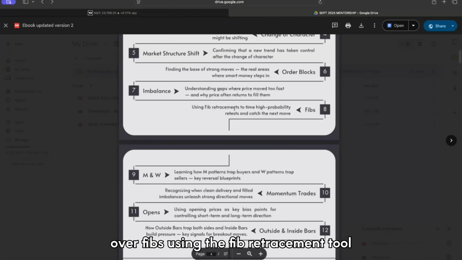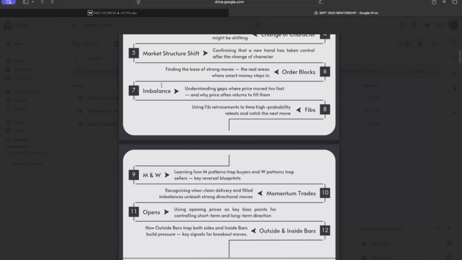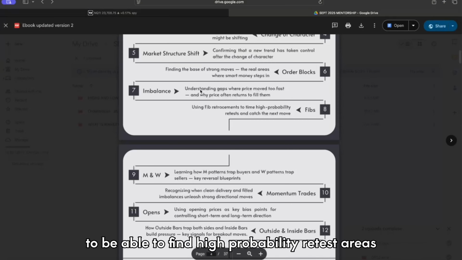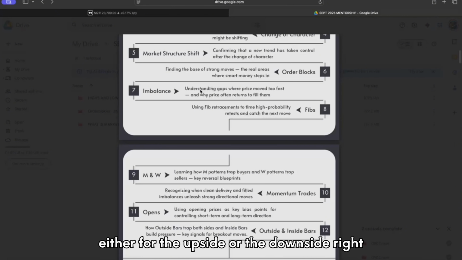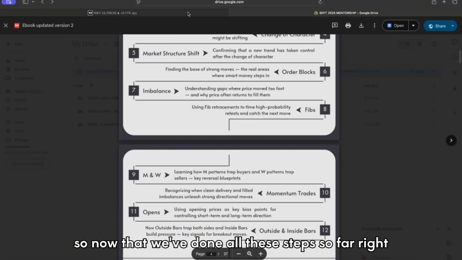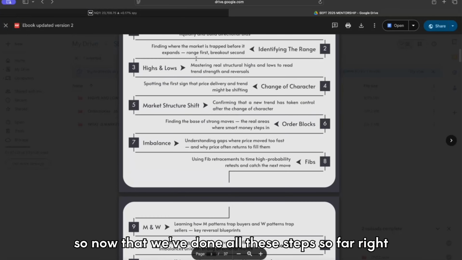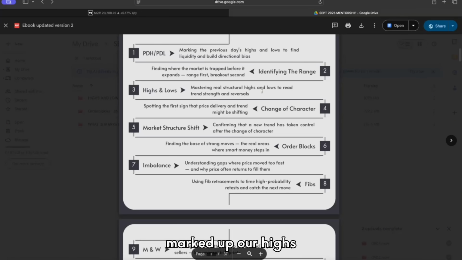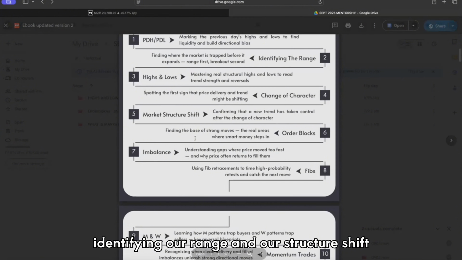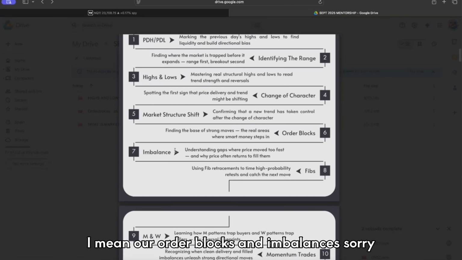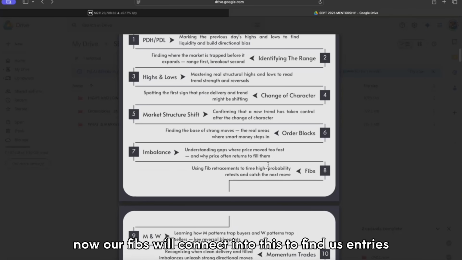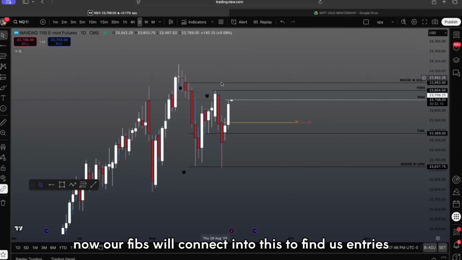Over fibs using the fib retracement tool to be able to find high probability retest areas and know where we can expect a reaction, either for the upside or the downside, right? So now that we've done all these steps so far, marked up our highs, identifying our range and our structure shift, our order blocks and imbalances, sorry, now our fibs will connect into this to find us entries.